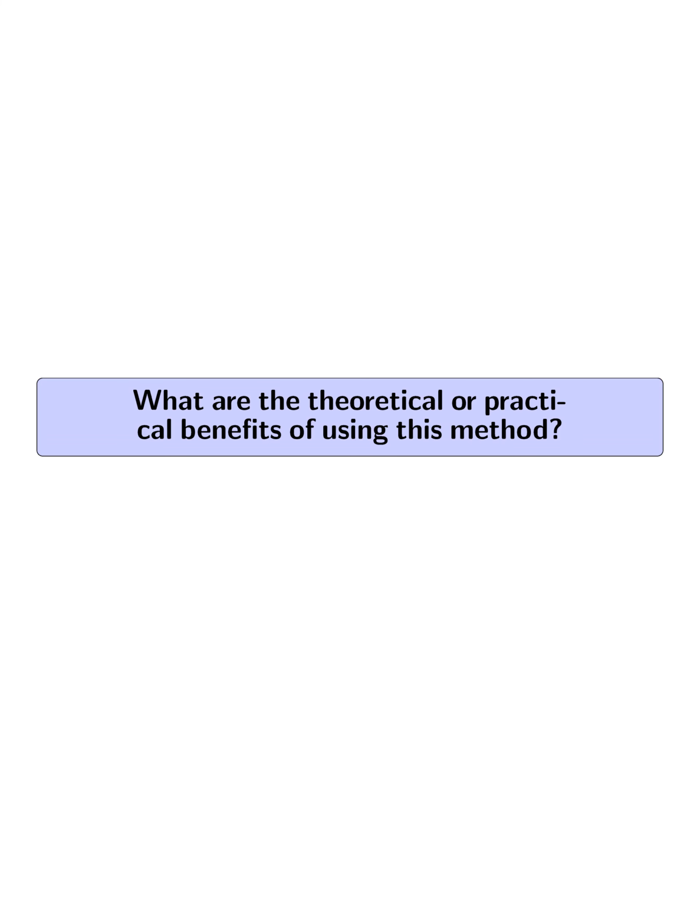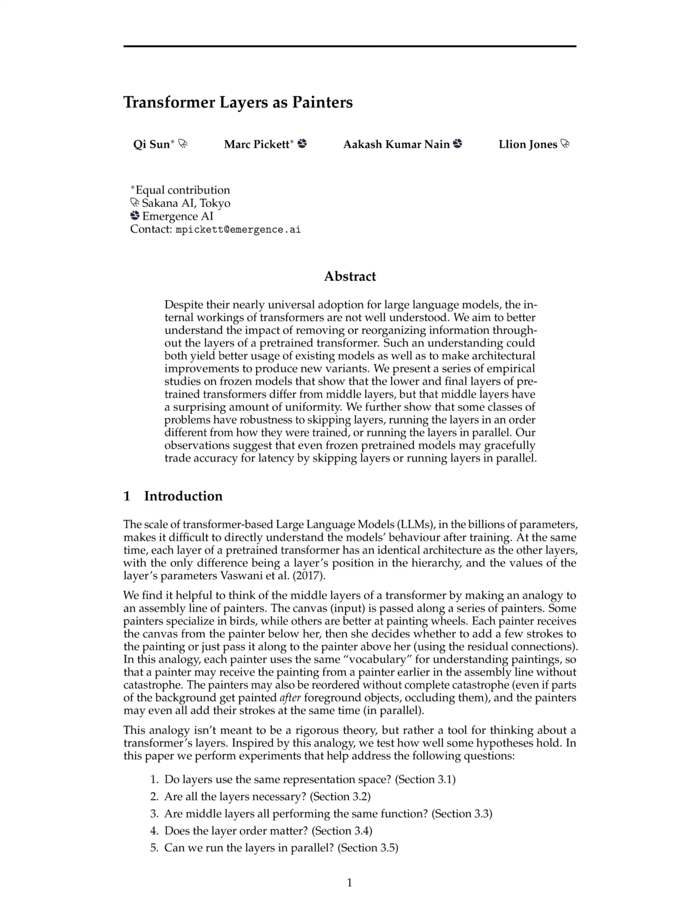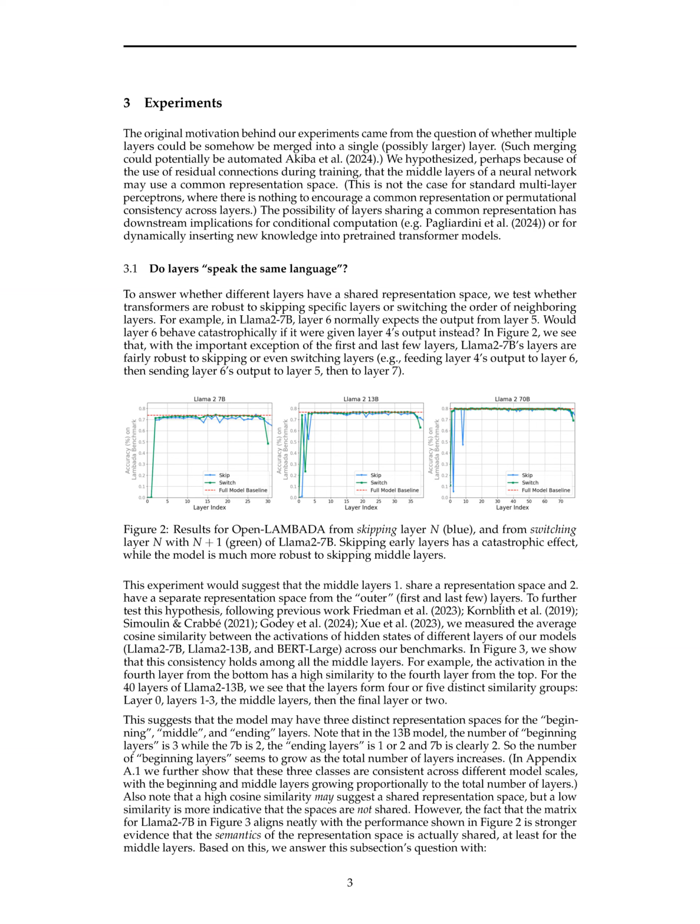What are the theoretical or practical benefits of using this method? The theoretical benefits include gaining insights into the behavior of transformer-based large language models, LLMs, by understanding how the layers operate and interact within the model. This method allows for investigating whether middle layers share a common representation space, determining the necessity of all layers, exploring if middle layers perform different functions, and assessing the impact of layer order on model performance.